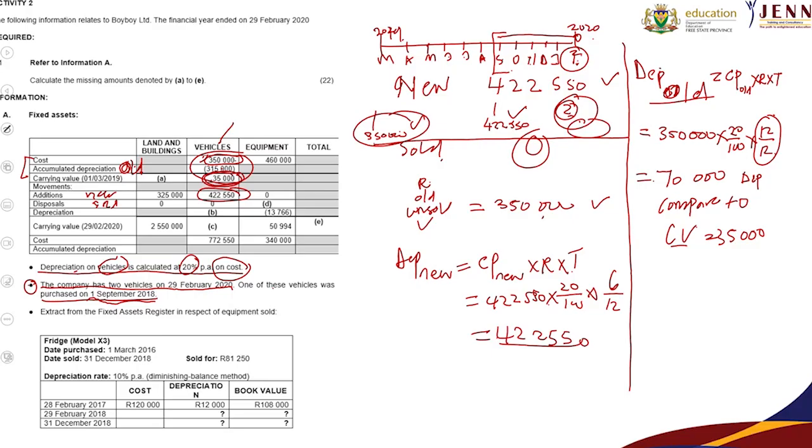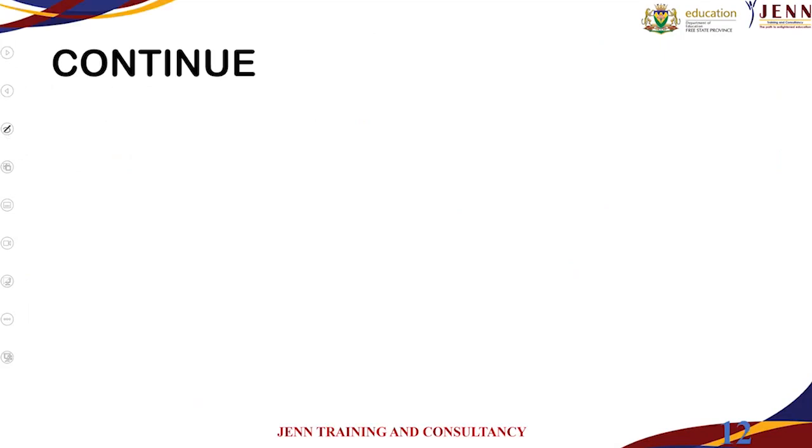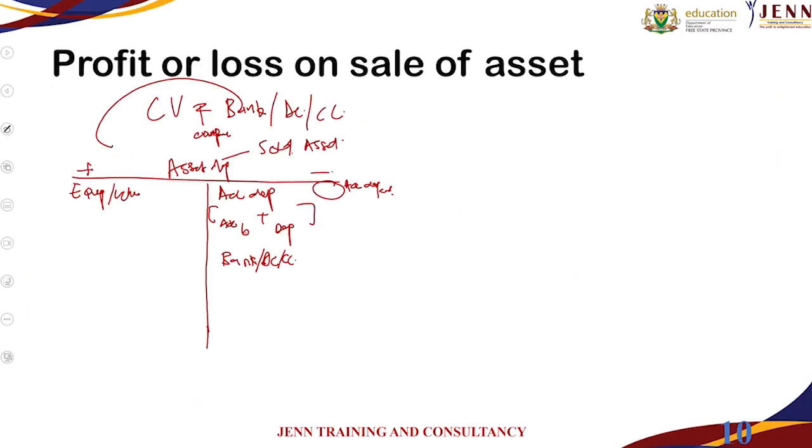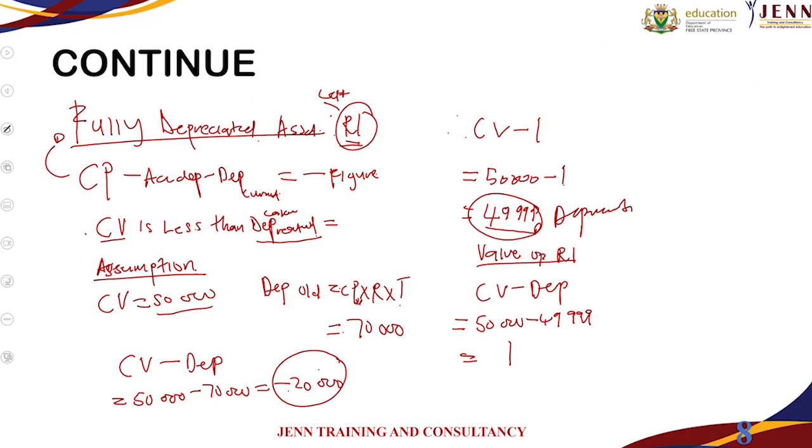Let me go back to this slide when we were explaining the cost. Here is the slide. Right. Now we said we can have an asset that is fully depreciated. How are we going to see that? We said this is step number 1, the way we see it, and this is number 2. Where are we now? We realize that the carrying value is less than what? The depreciation. Are you aware?